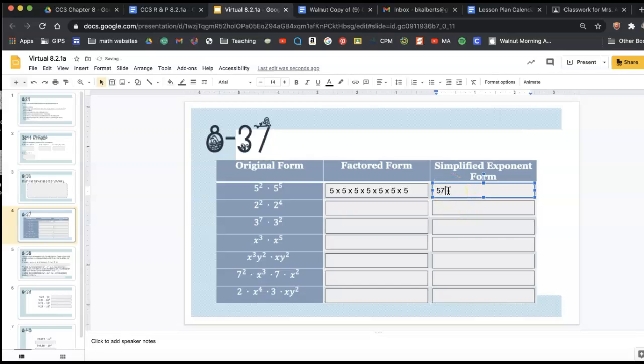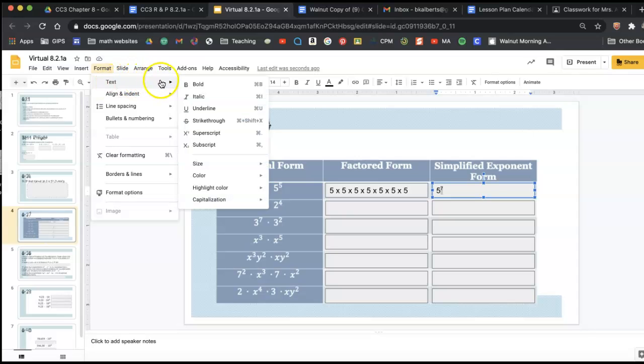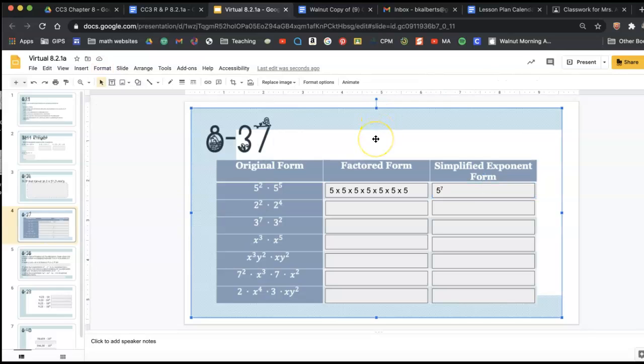I'm going to type in a 7, and then the way that I can make that the exponent is I just highlight it, and I use the control. I have a Mac, so I use command period, but you can use control period on your Chromebooks, and that makes that an exponent. The other way you can do it is go up into format, go to text, highlight it, and then choose superscript. So that would be the other way that you can make an exponent in Google Slides. So you're going to do that for the rest of these. Pay attention to bases have to be the same.